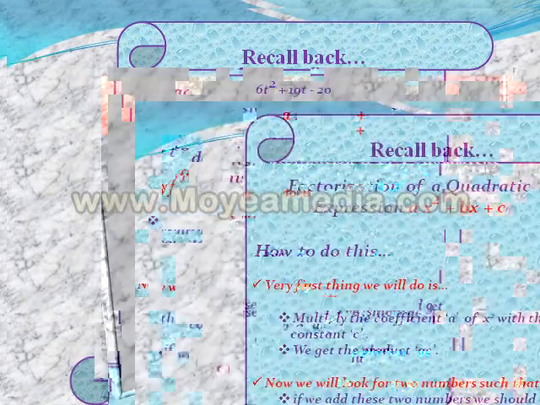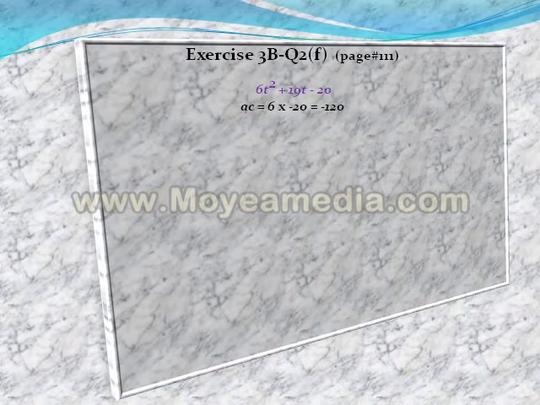Here I took a question from exercise 3b. This is question 2 part f on page 111: 6t squared minus 19t minus 20. So the first step, we are going to multiply the coefficient a of the variable t squared with the constant c, and c in this case is minus 20. So multiplying 6 with minus 20, you got minus 120.